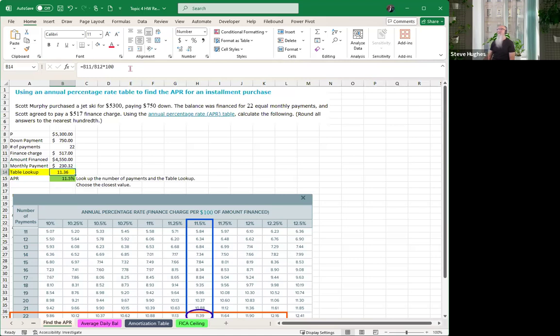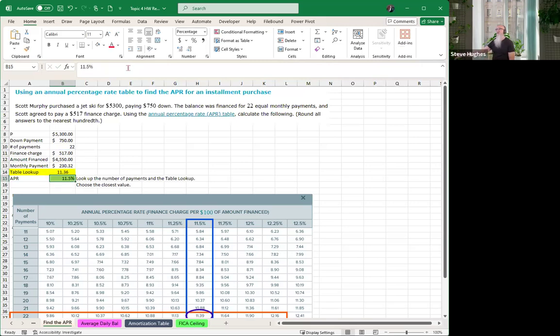Okay, next, I need to find out what to look up in the table. To find what to look up, everybody, notice my formula. I've taken B11, which is the finance charge, and divided that by B12, which is the amount financed, and that gives me a decimal value. I multiply it by 100. And by the way, this is a percentage, so I'm multiplying it by 100 so that I can look that amount up in the table.